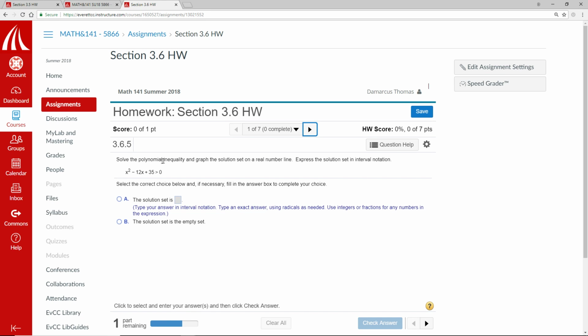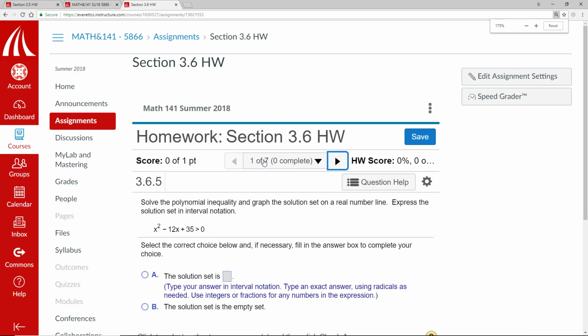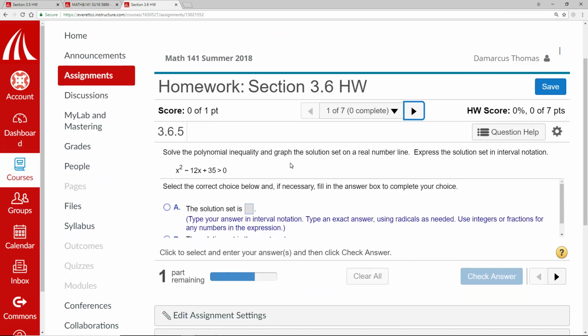It says solve the polynomial inequality and graph the solution set on a real number line. Express the solution set in interval notation. Let me zoom in a little bit on this. Let's make sure we can see this, guys. This is a really good problem. So we have x squared minus 12x plus 35.